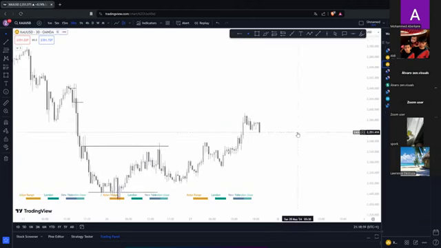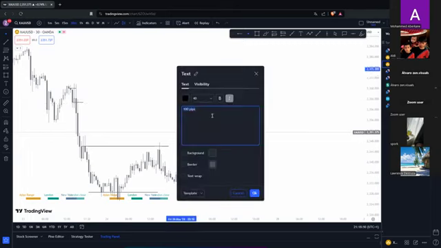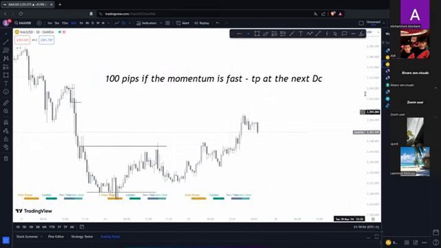Now the TP with the storyline is going to be at 100 pips minimum, okay? With the storyline, 100 pips minimum. If the momentum is fast, TP at the next DC, right? What do I mean the next DC?